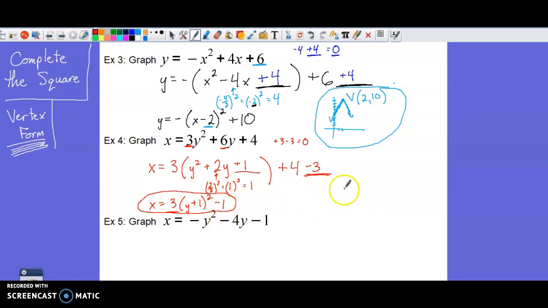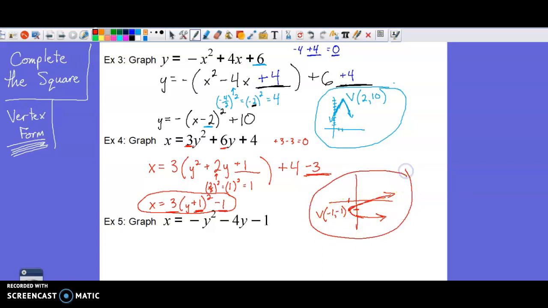So where's your vertex at? Well, normally this is backwards of left and right. Well, now it's backwards of up and down. So it's going to be down 1, and this one is to the left 1. Right here. And as I mentioned, it's opening to the right. And I'm not going to concern myself with anything else. I want to see the correct direction and the correct vertex. And negative 1, negative 1.